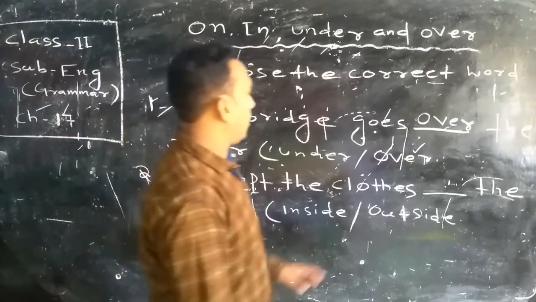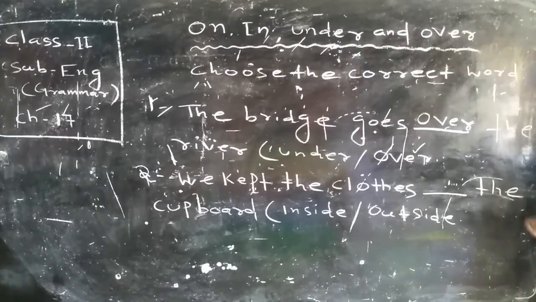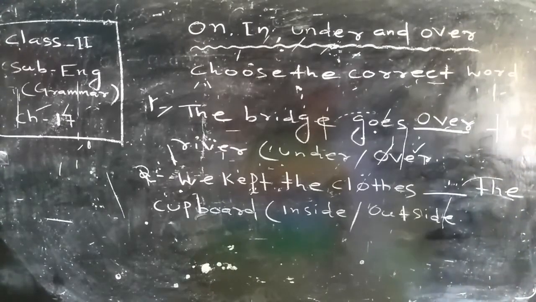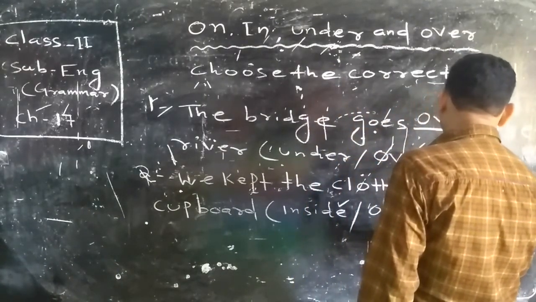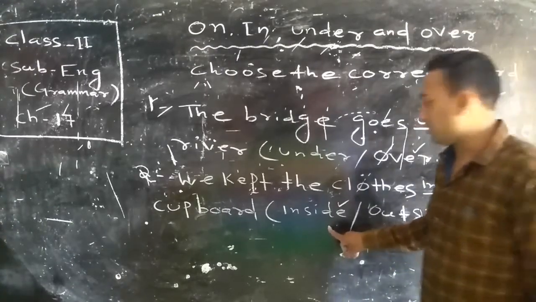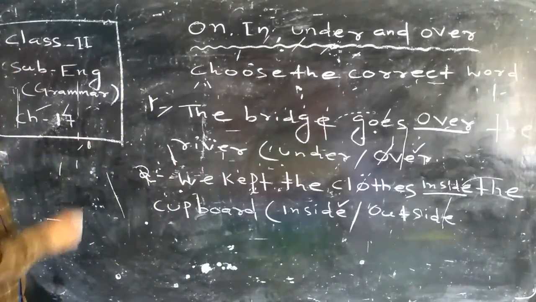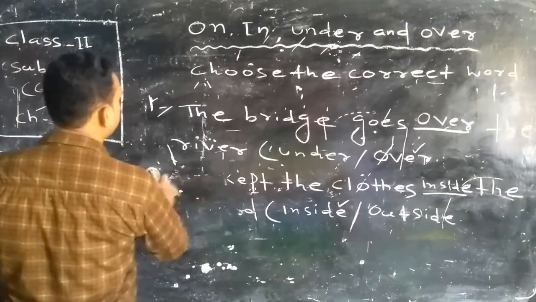कपबोर्ड जो है, हम लोग कपड़े जो है कपबोर्ड के इनसाइड में रखते हैं कि आउटसाइड, इनसाइड और आउटसाइड. जस्ट यू हैव टू चूज वन थिंग्स, इनसाइड और आउटसाइड. सो इनसाइड इज द राइट आंसर. So here we have to write inside. Okay, here you have to fill up inside the cupboard. We kept the clothes inside the cupboard. Then you have to tick here also. Okay, tick here. Then write the blanks. Okay, then you have to do the next number. See the blackboard properly.